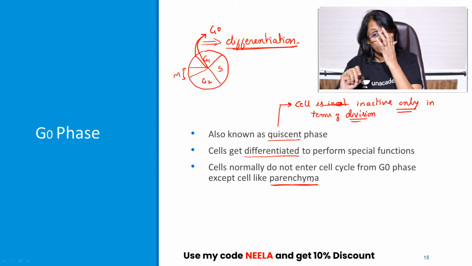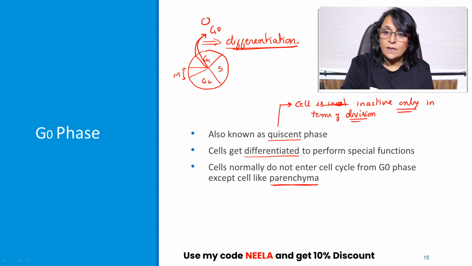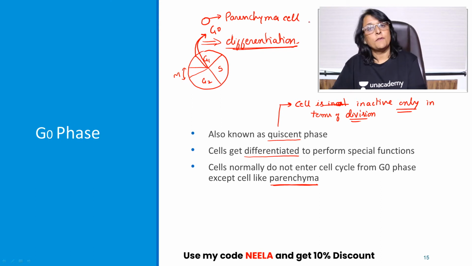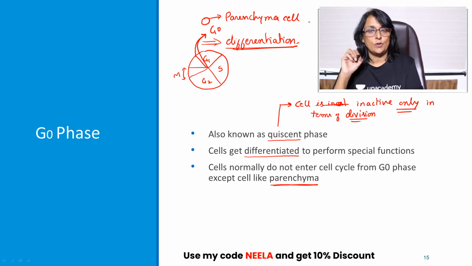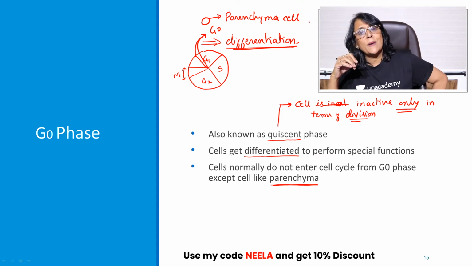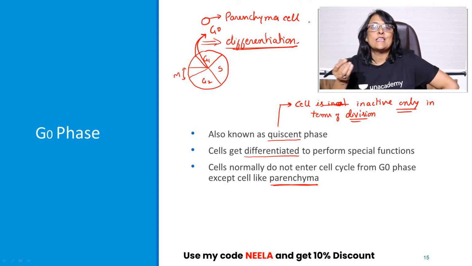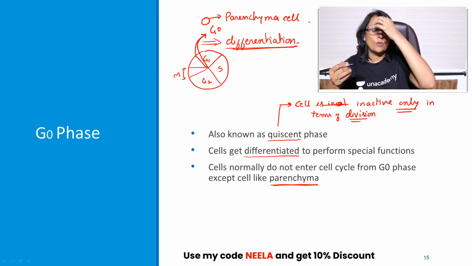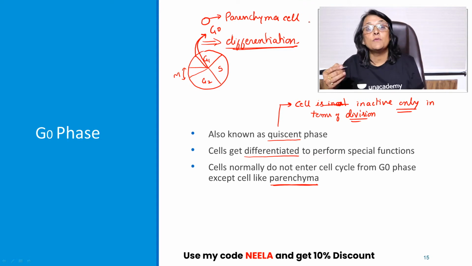So, suppose this is a parenchyma cell, a parenchyma cell which has differentiated. That means it is in G0. It is going to perform its functions. What are the functions of parenchymal cells? They act as temporary storage cells. If they have chloroplast, they will help in performing photosynthesis and so on and so forth.